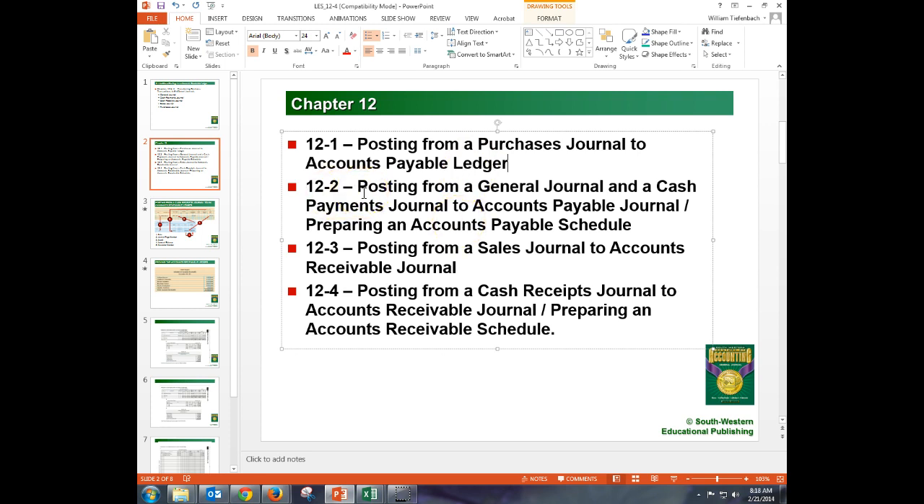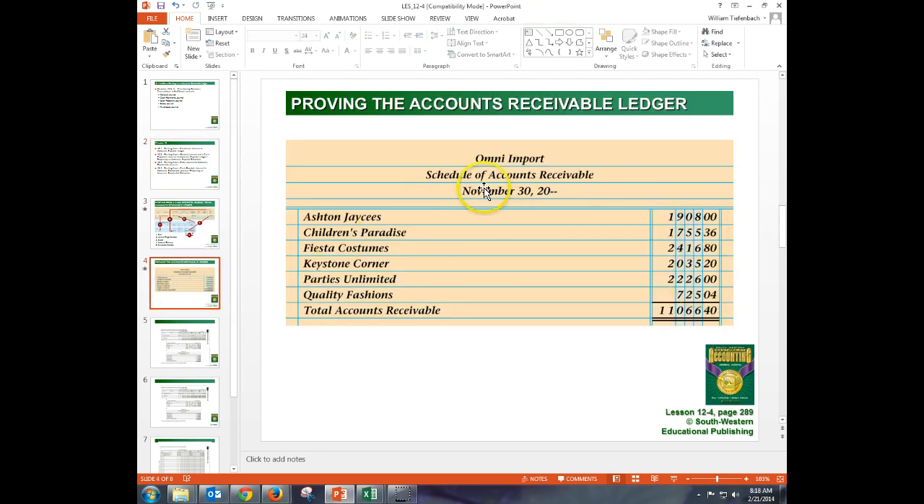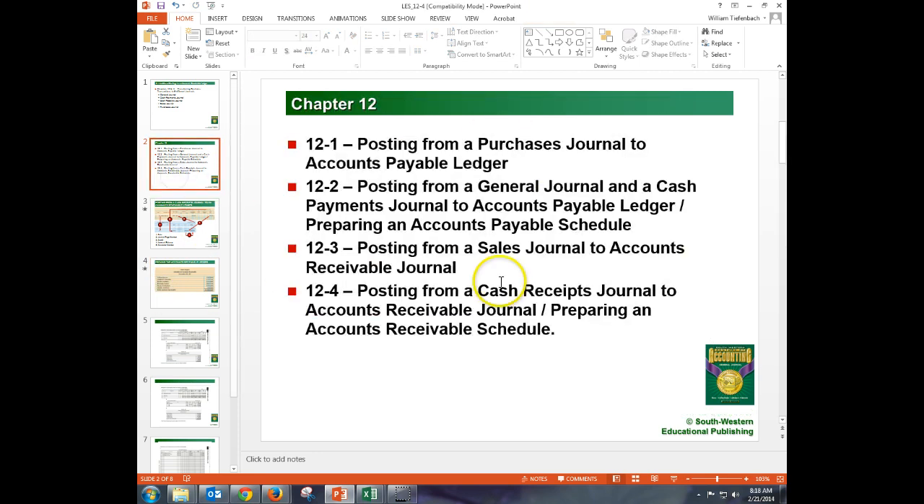12.2 was posting from a general journal and a cash payments journal to the accounts payable ledger. And we also prepared an accounts payable schedule, which was a list of everything that you owe. Again, cash payments means that we paid them back.